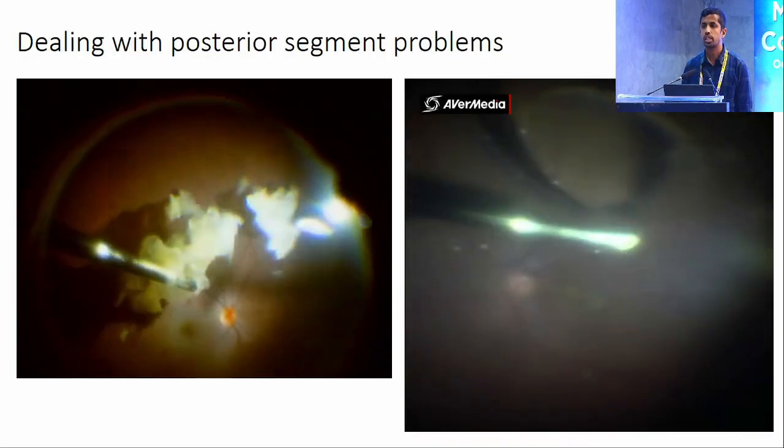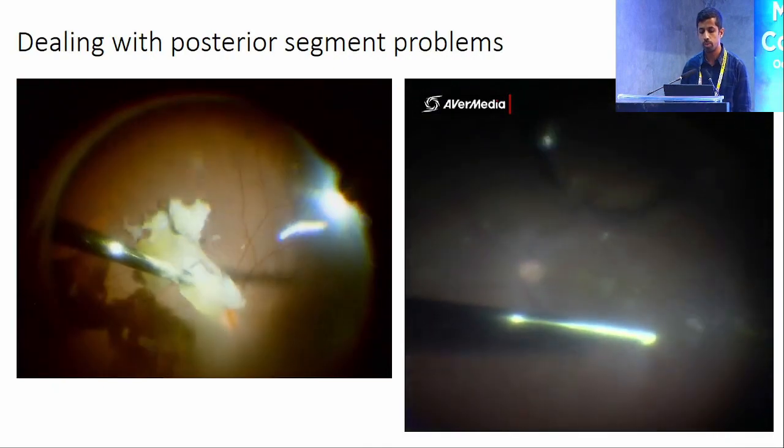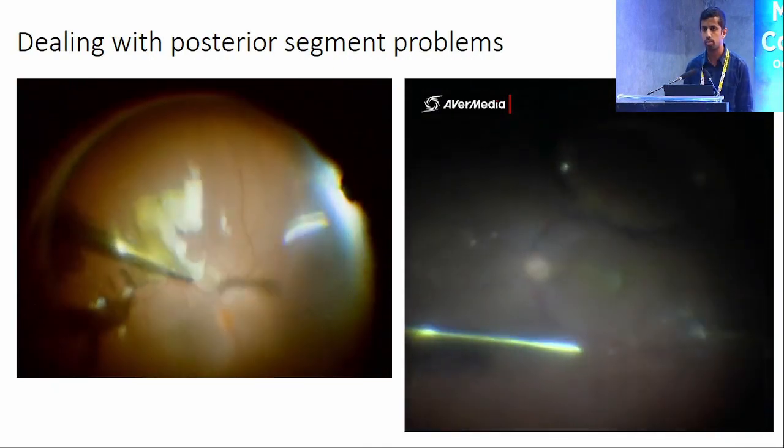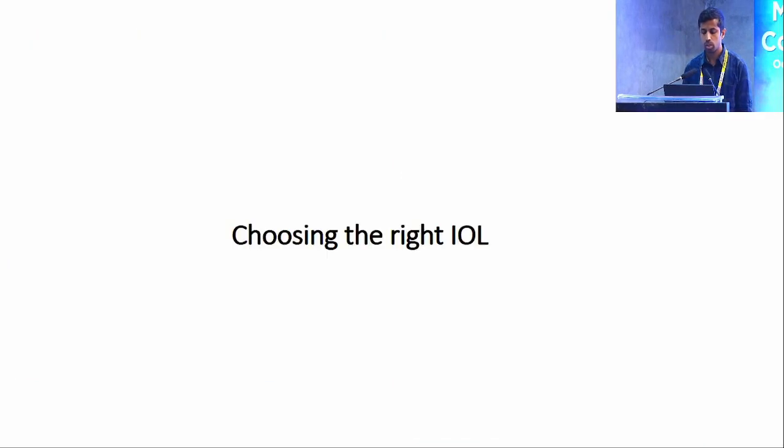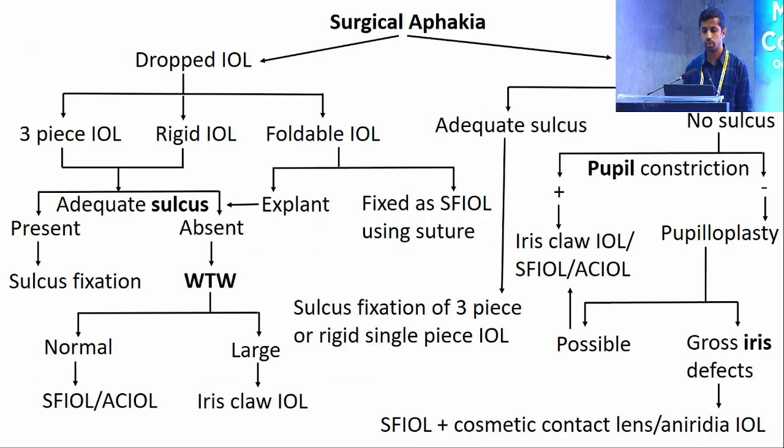So simultaneously, if we have some posterior segment problem like nucleus drop or IOL drop, this has to be dealt with before planning a secondary IOL. So coming on to choosing the right IOL, the most important things which matter are the presence of adequate sulcus support, the white to white of the patient, whether the pupil is able to constrict, and if there are any associated iris defects.